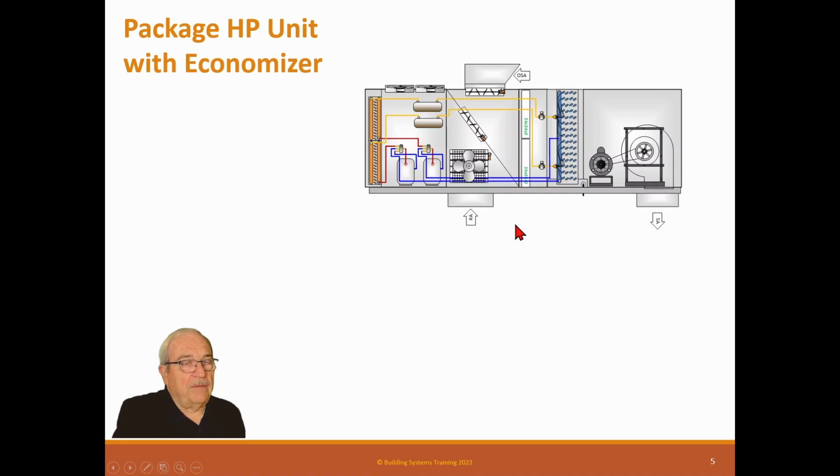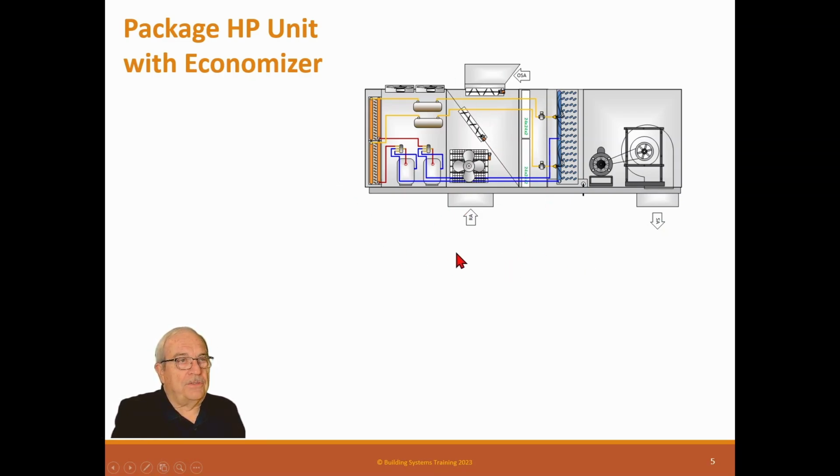Okay, now we can have a package unit with some of the options. Now, commercial has a lot more options than residential. Residential, if you want an economizer on it, you normally have to buy a third-party component bolted to it, or else the manufacturer will sell you a third-party component bolted to it. And all that means is it's not basically controlled by the unit, it's only controlled by outside control.